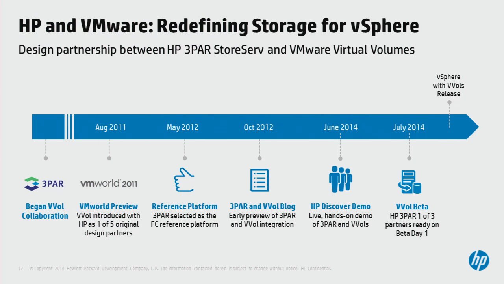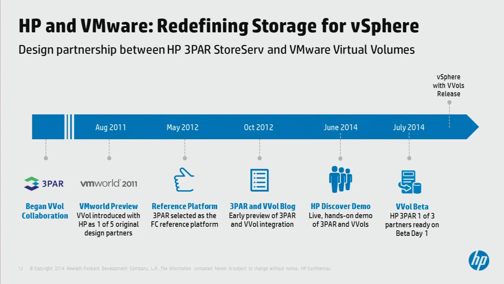First of all, let's start by looking at when we started this adventure with VMware. We actually started talking to VMware when we were still an independent company, when 3PAR still wasn't acquired by HP. Then we did a first preview at VMworld 2011, so that was about 3 years ago. In May 2012, 3PAR was selected to be the Fibre Channel reference platform for VVols. So all the testing that VMware is doing on VVols on Fibre Channel is done on the HP 3PAR StoreServ platform. In October 2012, we did a blog.